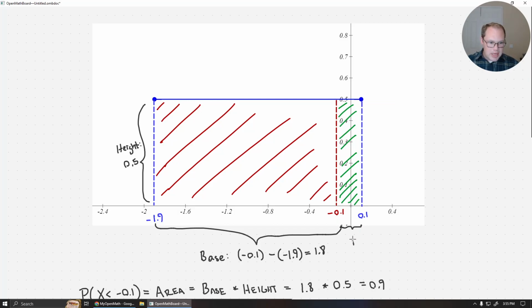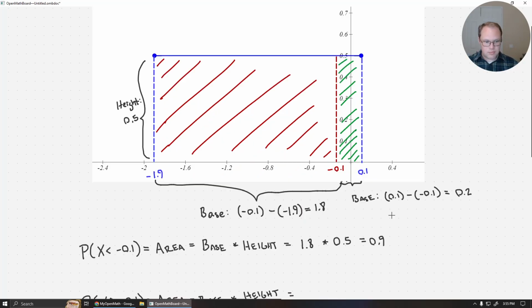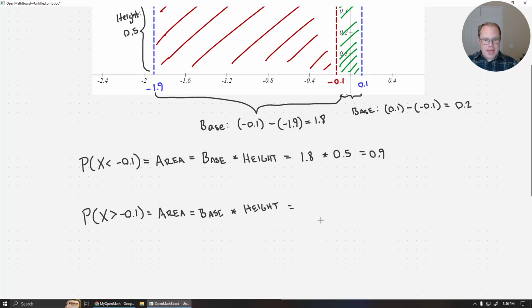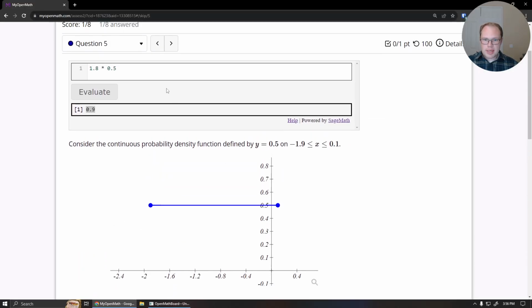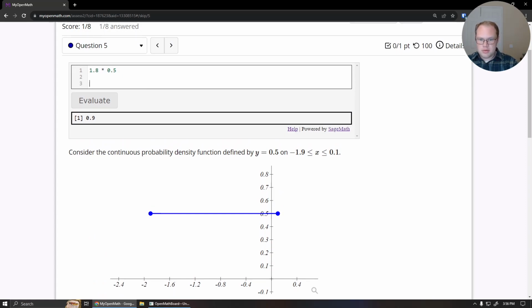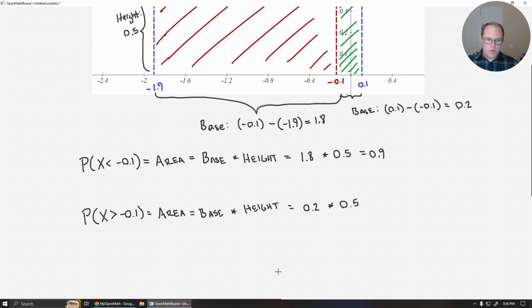So to calculate the base for this green rectangle, I again take the bigger number and I subtract the smaller number. And you could either throw that into a calculator or compute it in your head. That's 0.2. Okay? So the base is 0.2. The height is still 0.5. It's the same all the way across. If I throw that into my calculator, 0.2 times 0.5, I get 0.1.